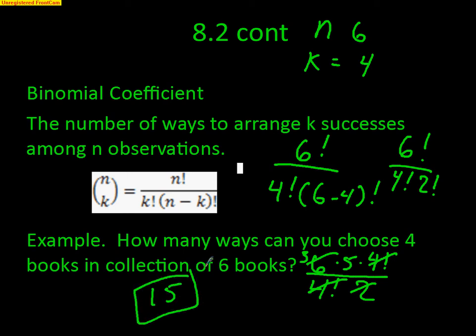I highly recommend you write down this formula. It may come in handy sometime. And here's an example. I'll pause the video, and you can rewatch this if you want, how to use a binomial coefficient. But this is the number of ways we can arrange k successes among n observations.